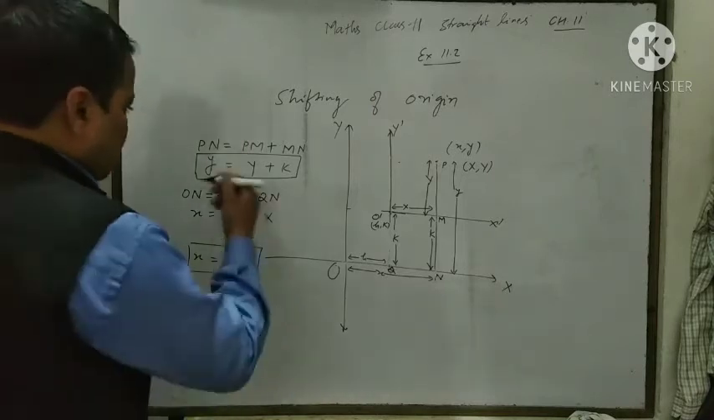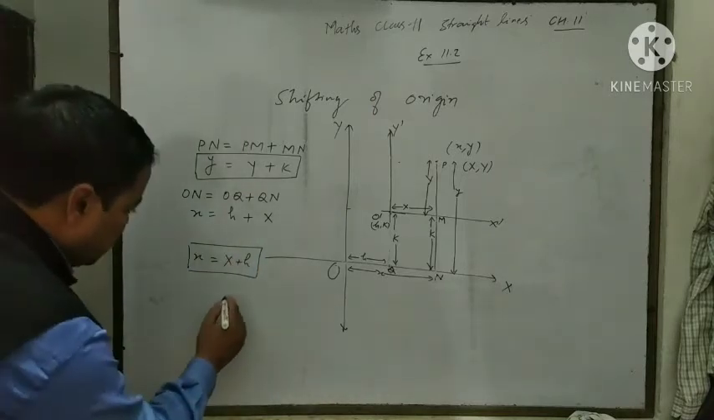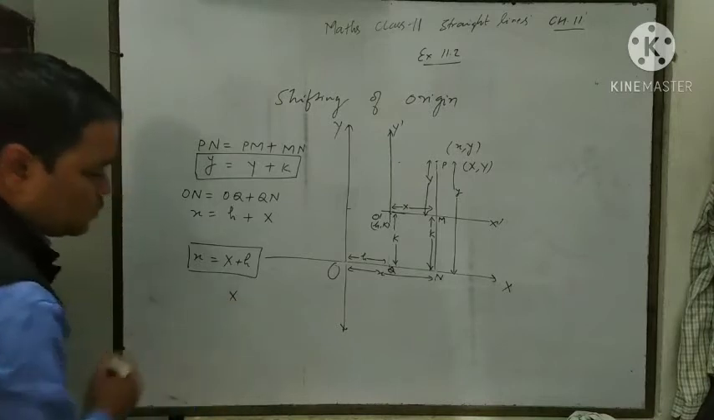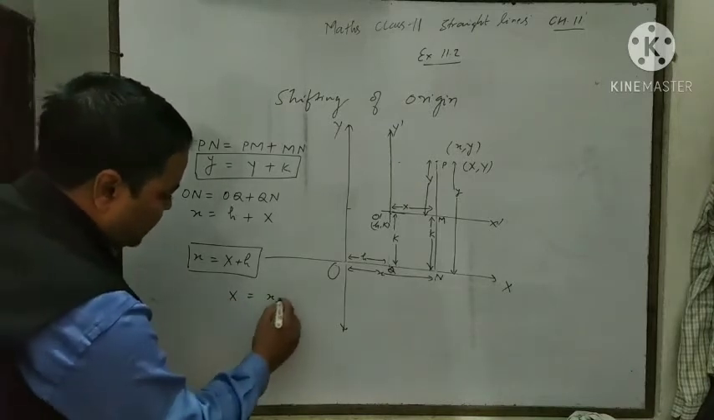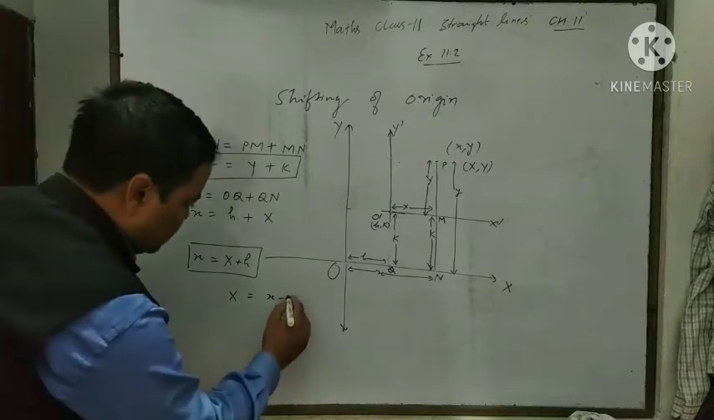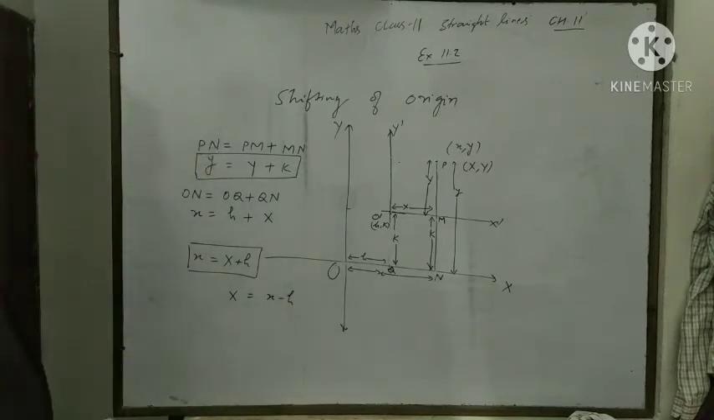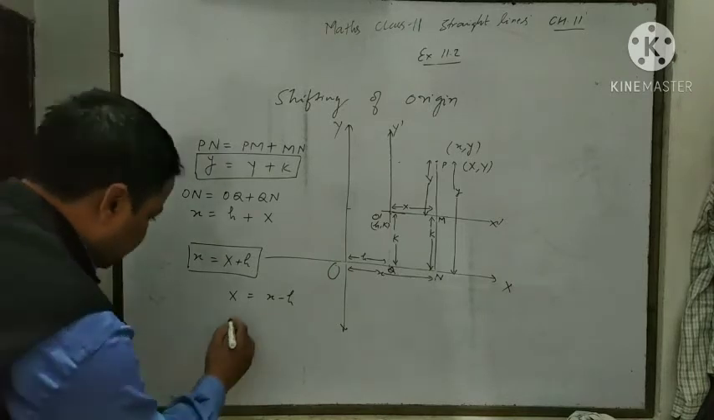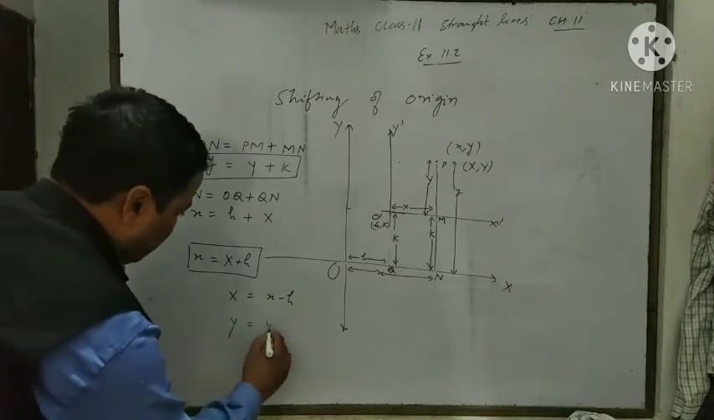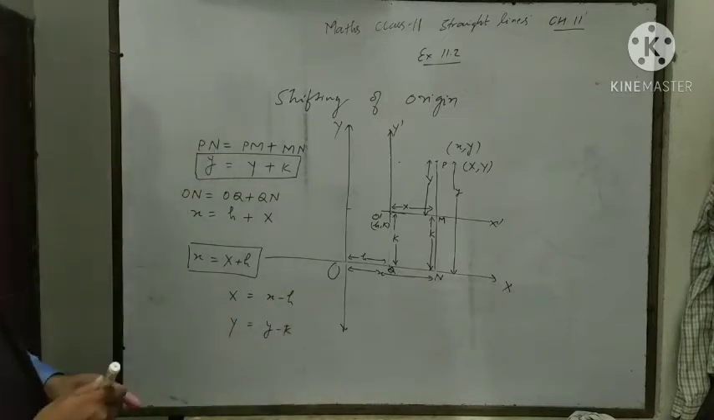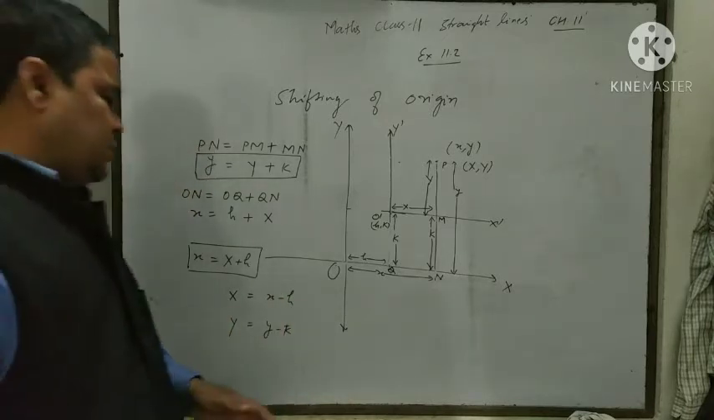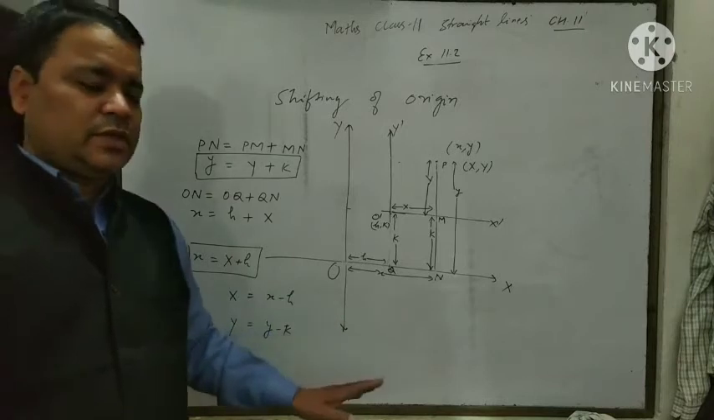In this way, we can represent the relation between this and this. Or we can just make a relation: new x coordinate is equal to original x coordinate minus x coordinate of new origin. Capital X is equal to x minus h, and here capital Y is equal to y minus k. In this way we can find the relation between these two things.